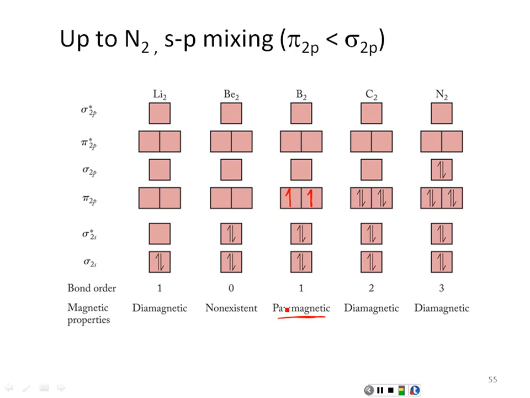Carbon 2, we add 2 more, and now we see we have a diamagnetic molecule. The spins are both paired now. And the bond order for carbon 2 would be 2. And nitrogen 2, again, we add 2 more electrons, and they fit into the sigma bonding orbital, and we get a bond order of 3.